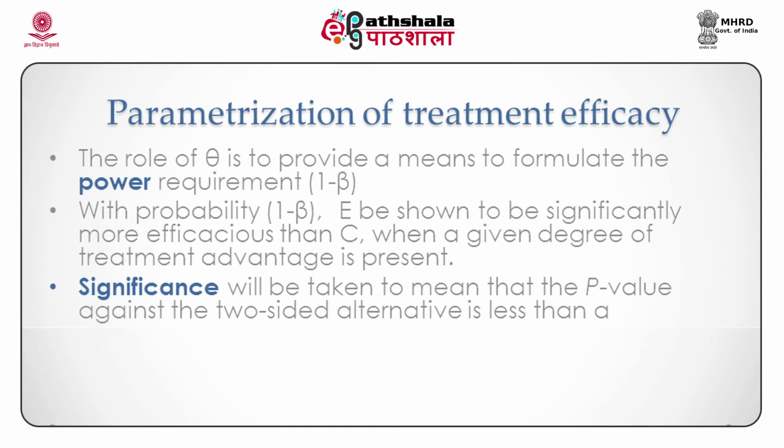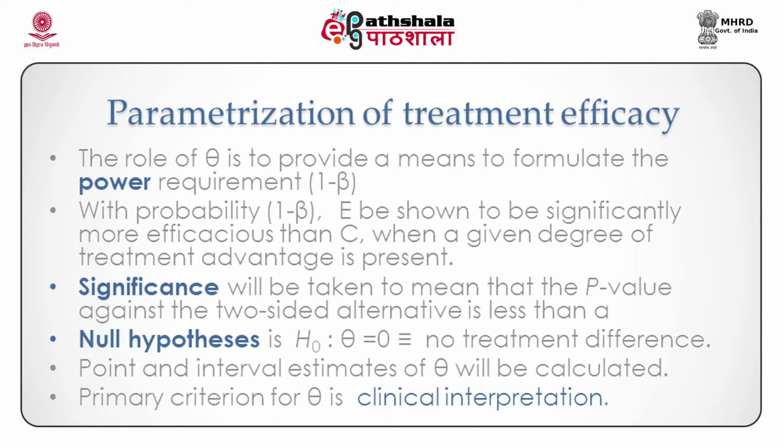So note that it is sometimes erroneously claimed that when theta is equal to 0, significant advantage can be obtained with probability alpha by 2. Our null hypothesis is specified by H0: theta equal to 0, representing no treatment difference, and we shall obtain point and interval estimates of theta.